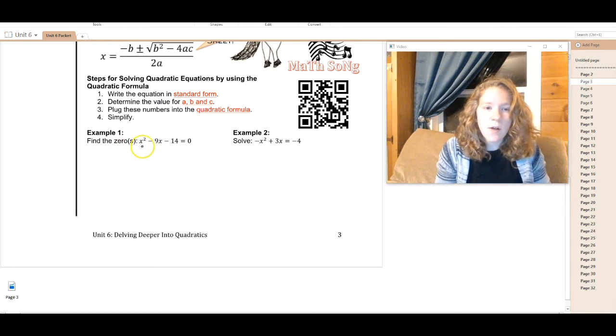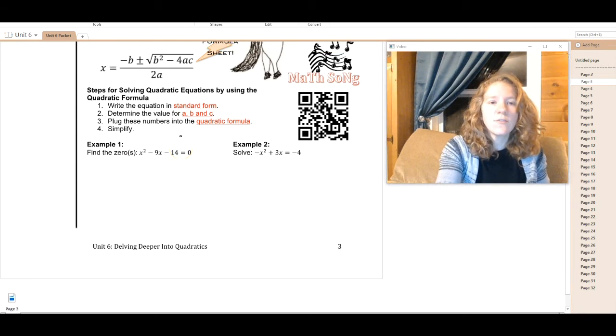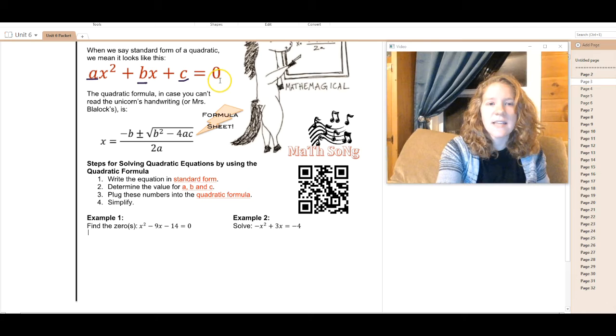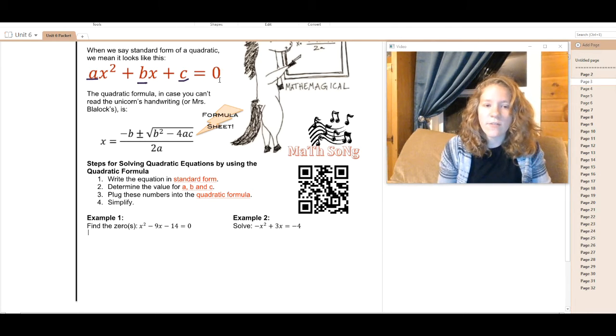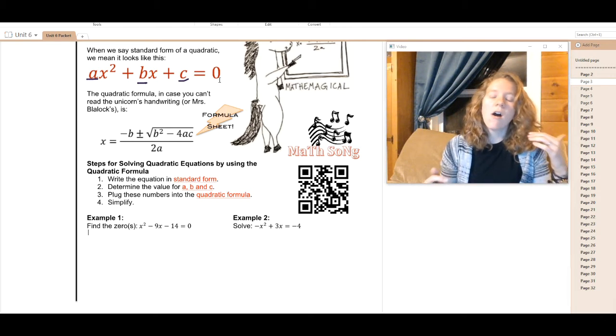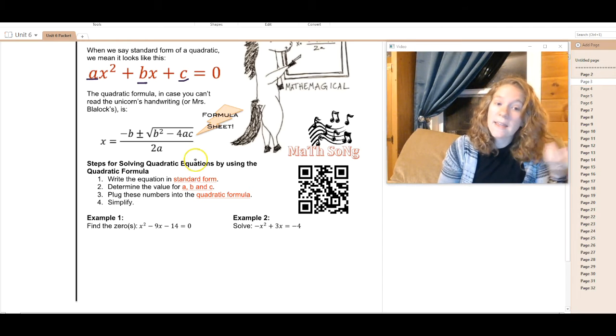In this first example, I've already got it set in standard form. I've already got all three of my terms on one side, and it's set equal to 0. Standard form, sometimes you'll see that it's set equal to 0, sometimes it's set equal to y or f of x. If it's set equal to y or f of x, just remember that when we're solving quadratics, what we're really looking for are those x-intercepts. And x-intercepts happen when your y is 0.